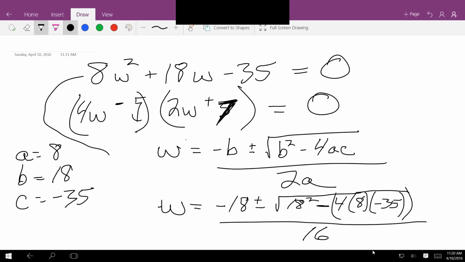A times C. Once you do that and you get a result, it'll be a negative number. So it's 32 times 35, and then you do everything else. You square the 18, you subtract that negative number, which means adding the number you got from here, and then do the rest of it. And you will come up with the same 2 solutions, which were W equals 5/4 and W equals minus 7/2. So it will give you the same solution.